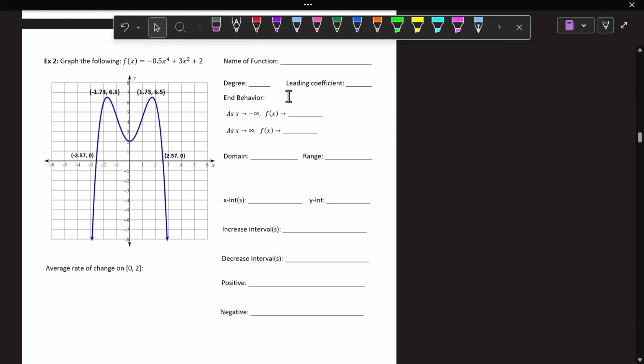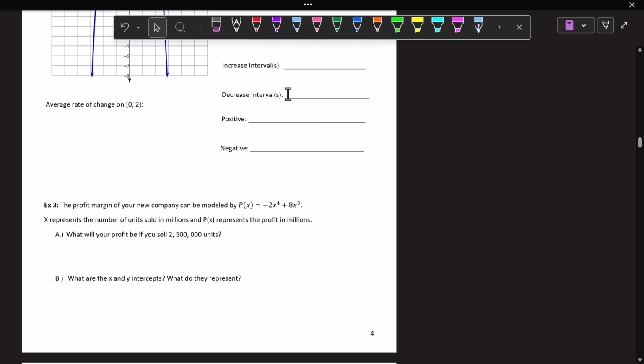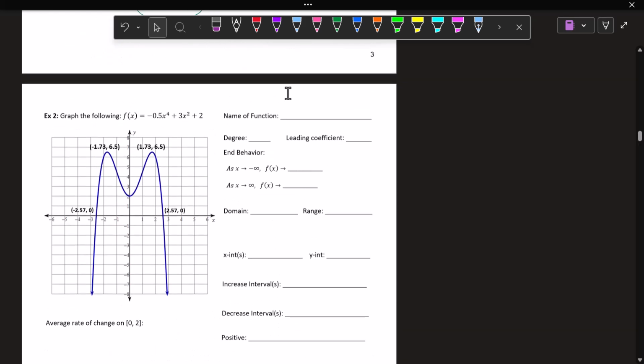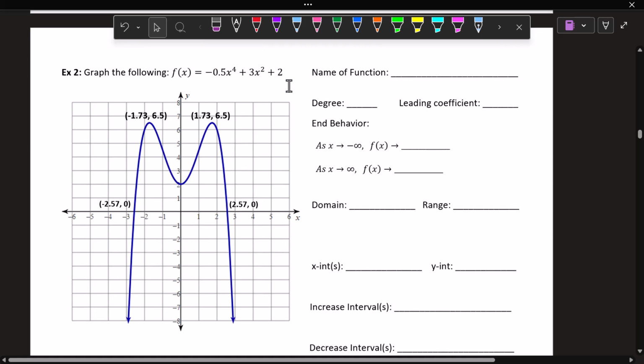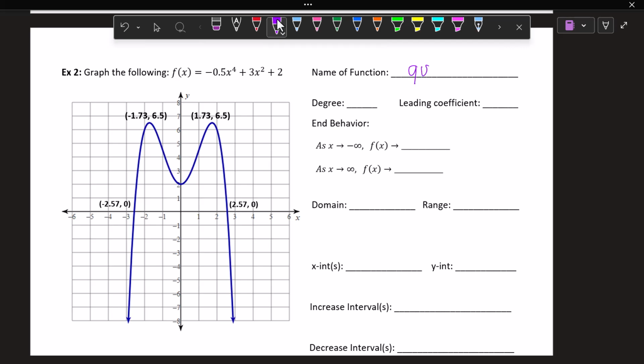All right, we got another one, but now we got it graphed for us. We'll do the same thing. Then we got a word problem, and then we'll call it a day. So graph the following. Well, it's already there. Name of the function. This is a quartic, meaning 4th degree, because it's to the 4th power. Pretty straightforward. The degree would be 4.